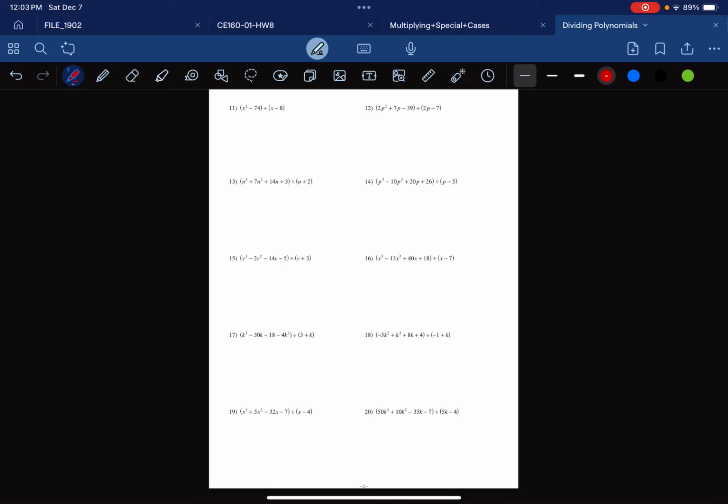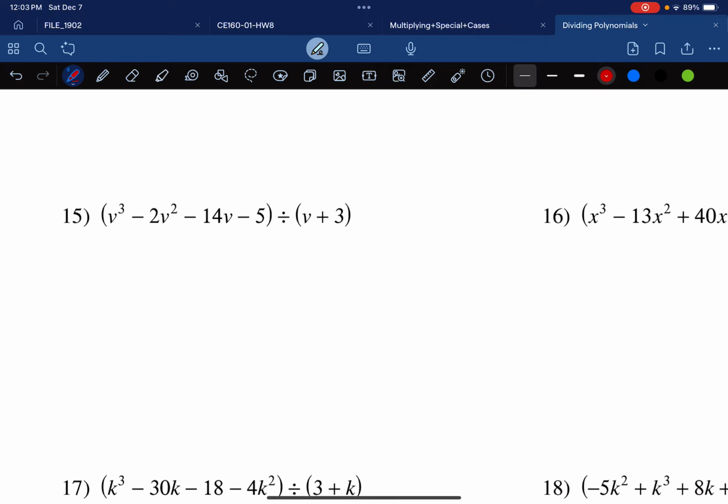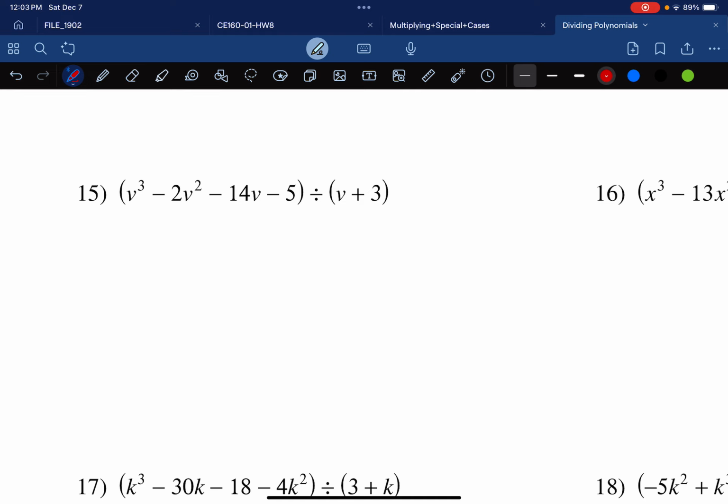Alrighty, let's move to the next page where they get a little bit more crazy. Okay, let's do 15. So we're going to set it up as a normal division problem. What times v is going to give us v to the third? I see that it's v squared.